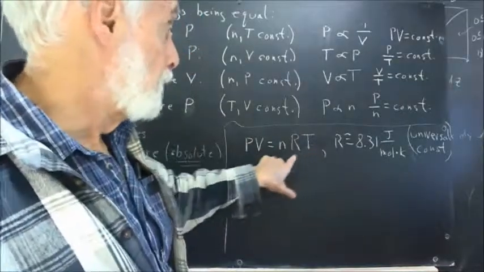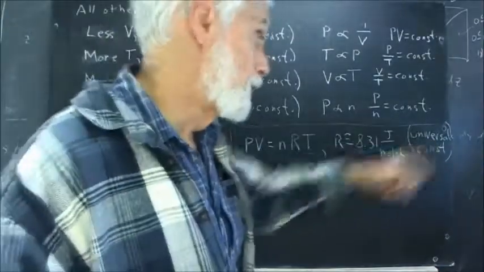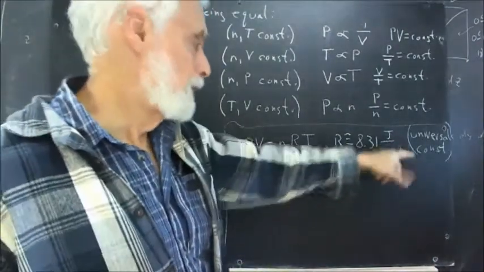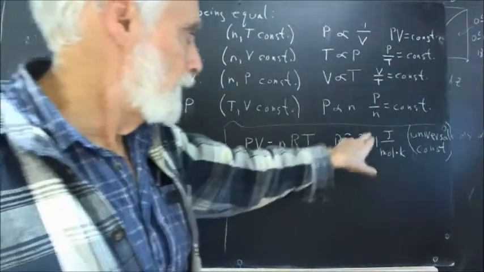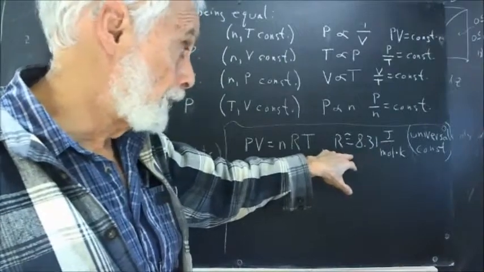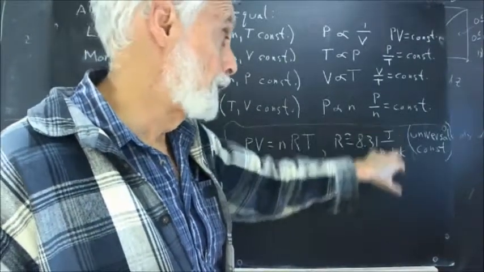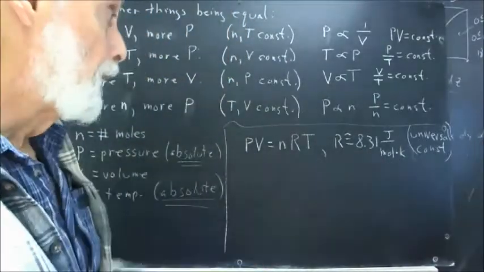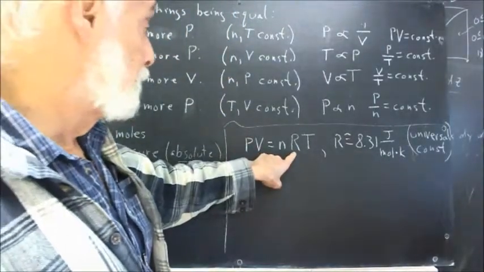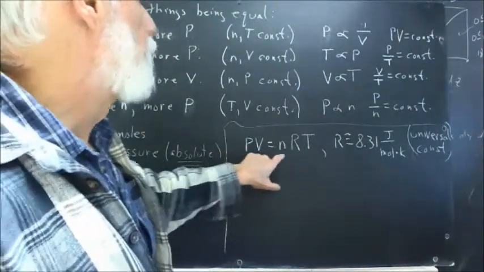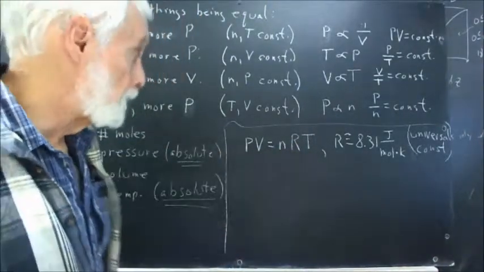R is just a universal constant, or we think it's universal. Of course, we're not completely sure what goes on in the rest of the universe, but indications are that this is probably a universal constant. It's 8.31 joules per mole Kelvin. It's always 8.31 joules per mole Kelvin. It's not variable. So R doesn't figure into variation. It's a proportionality constant that allows us to quantify these relationships.